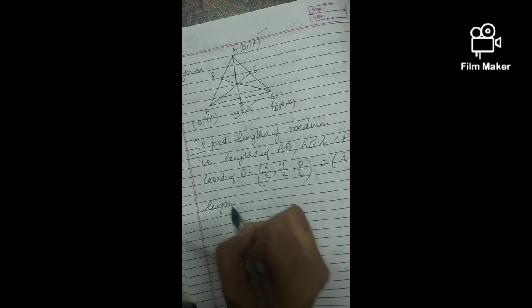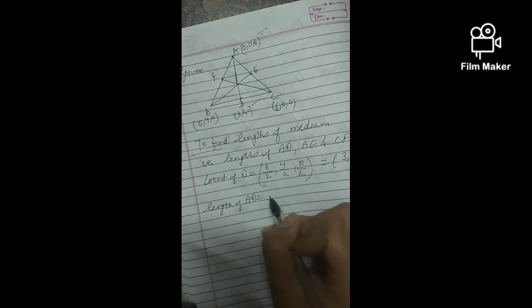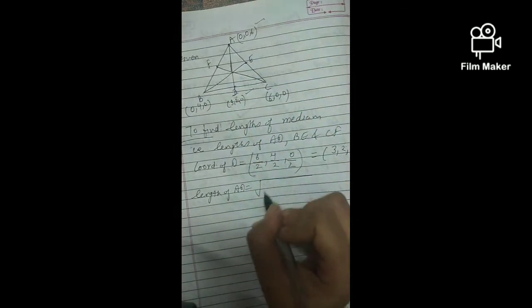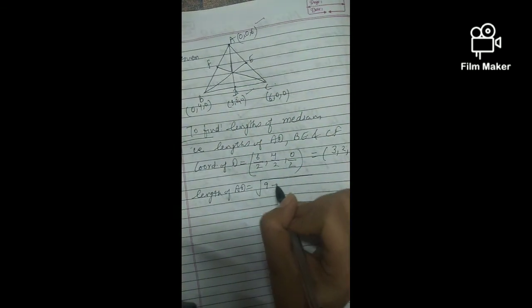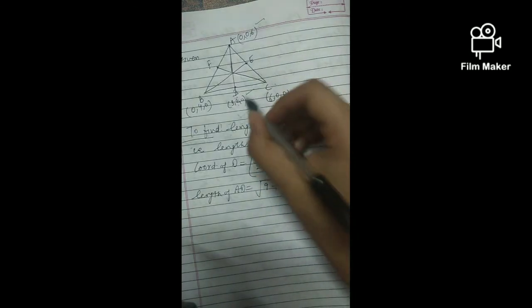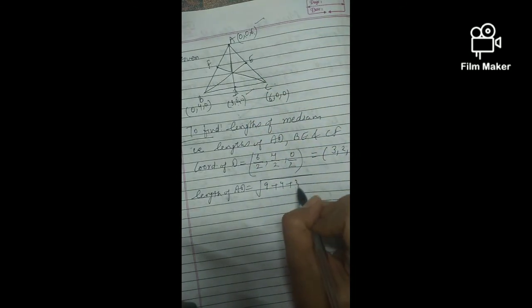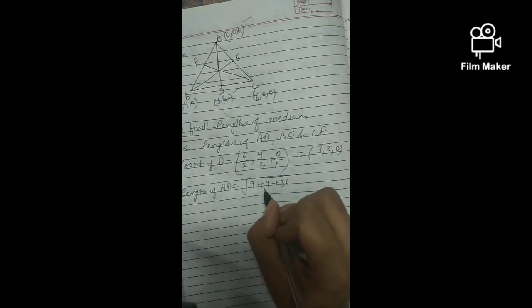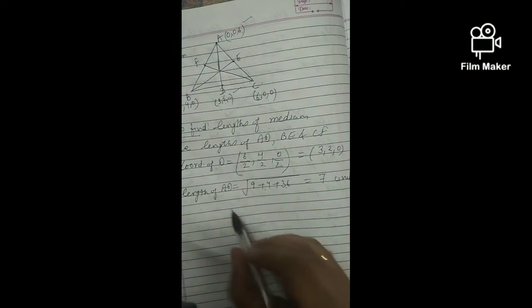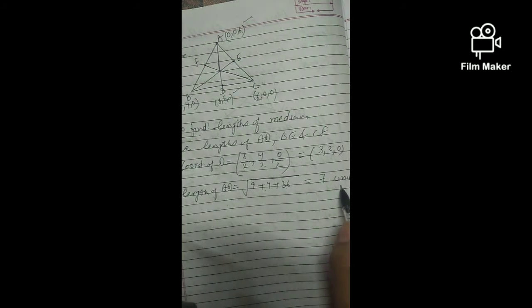So here we will write down the length of AD is equal to the root of the distance formula only: 3 minus 0, that is 3 square, 9; 2 minus 0, that is 2 square, 4; 0 minus 6, 6 square is 36. So 36 plus 4 plus 9, that is 49, root 49 is 7 units. So the length of the AD median is 7 units.